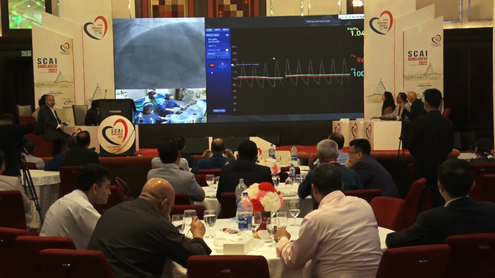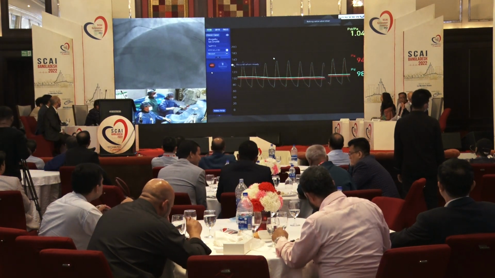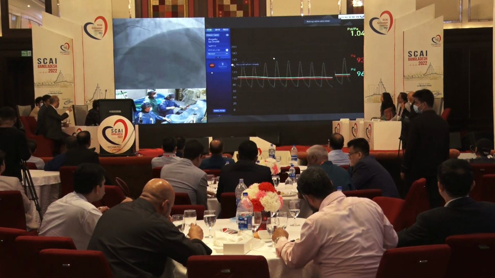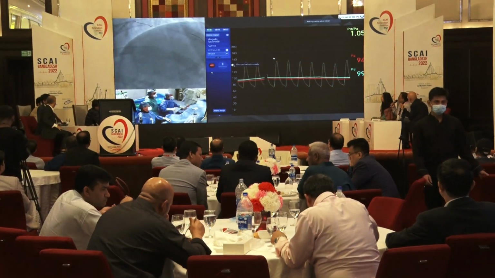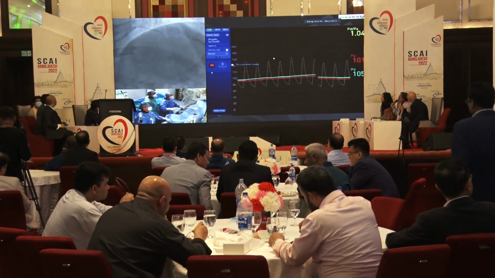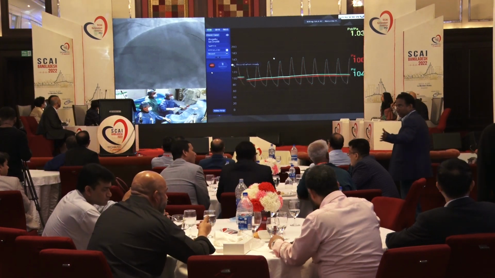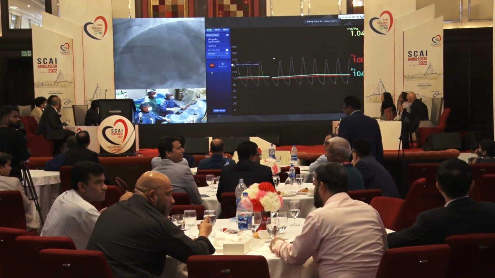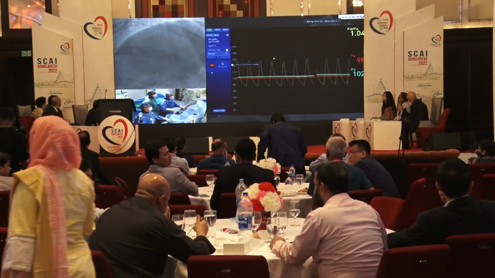So according to the imaging and physiology results, I don't think that you need any treatment of the proximal part. No, in the distal part, yes, because we didn't do it. Maybe I need a little bit more curve.